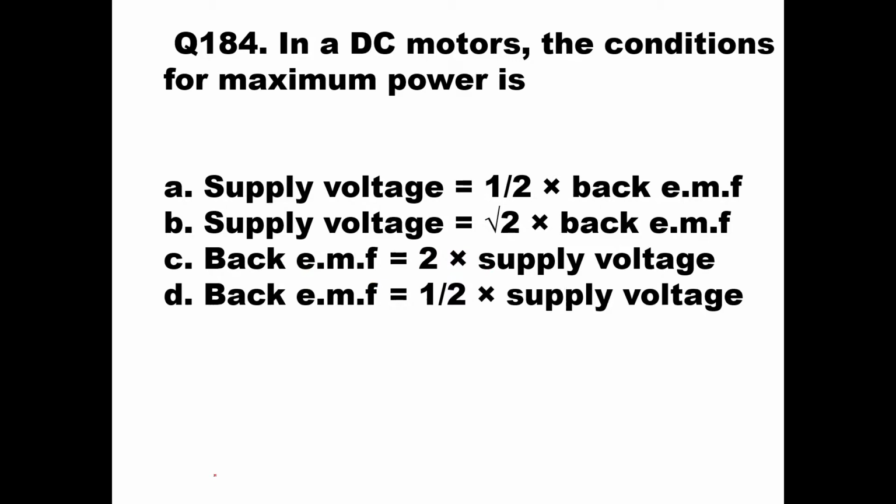In a DC motor, the condition for maximum power is, okay. The options are supply voltage is equal to half into back EMF, supply voltage is equal to square root into back EMF, back EMF is equal to 2 into supply voltage, and back EMF is equal to half into supply voltage. The condition for maximum power is back EMF equal to half into supply voltage. The back EMF produced should be half of the supply voltage. So option D is the right answer here.